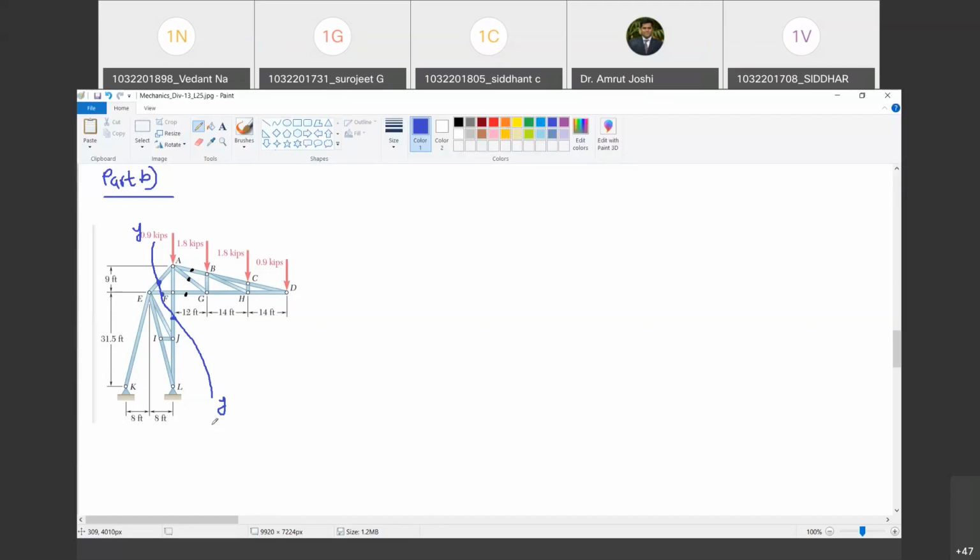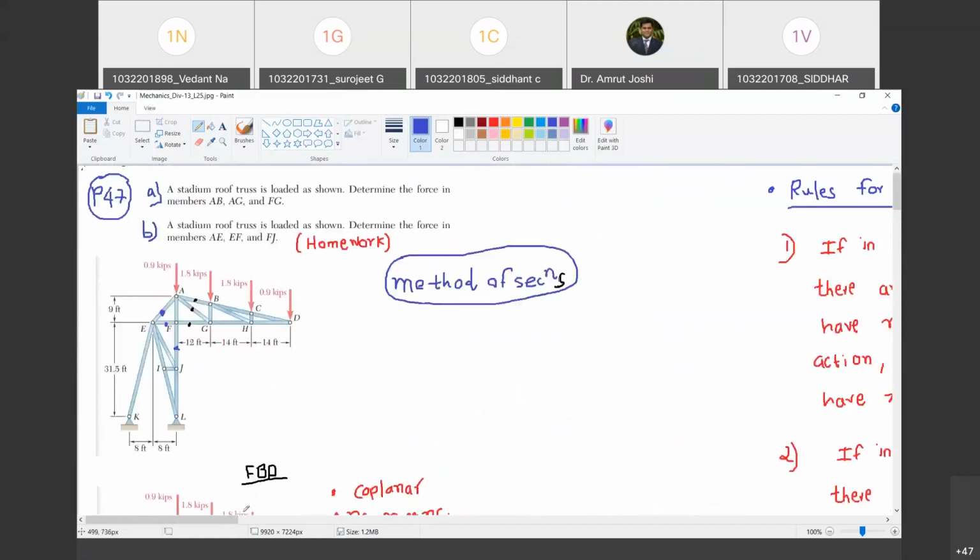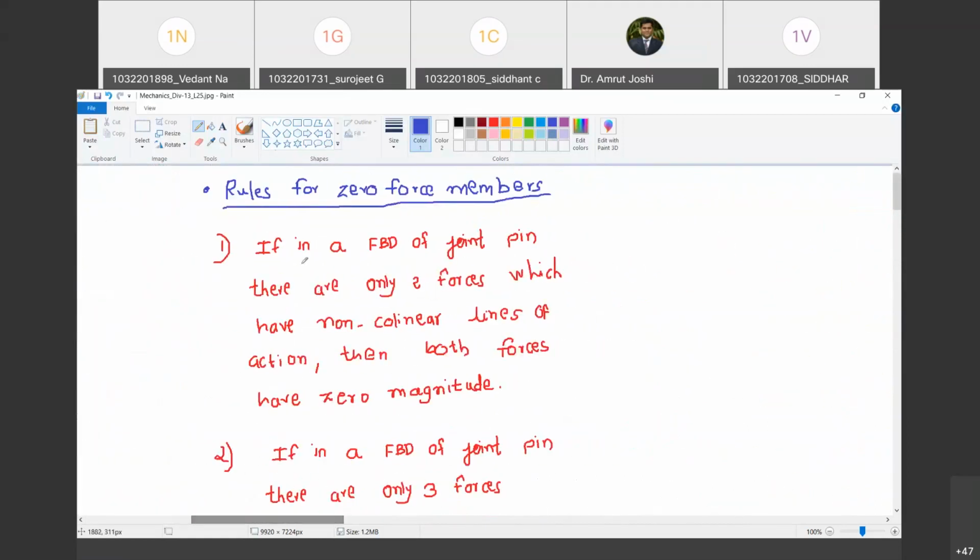Are you with me? Yes, sir. These are the differences between method of joints and method of sections of analysis of a truss. There is one more method of analysis of a truss, which is called the graphical method, which we will be covering in lab. Now, let us come to the last point in the discussion of trusses.